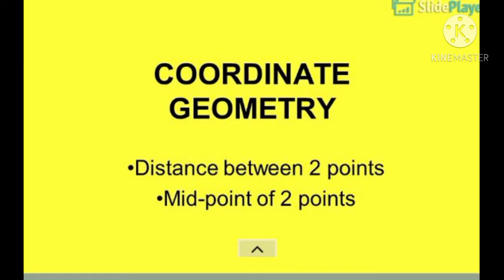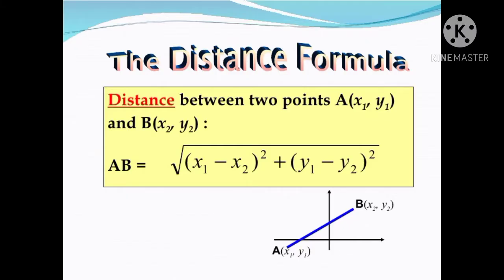In the last session, we had learnt about distance between 2 points and midpoint of 2 points. We have solved the problems using the distance formula and midpoint formula. Distance formula: the distance between 2 points A(x1, y1) and B(x2, y2) is square root of (x1 minus x2) the whole square plus (y1 minus y2) the whole square.